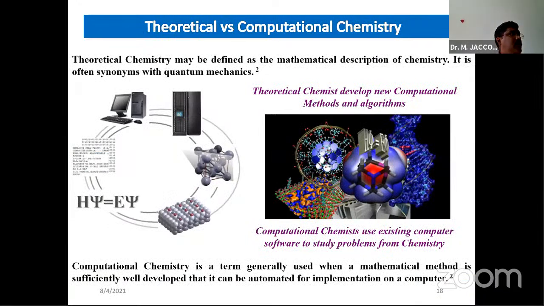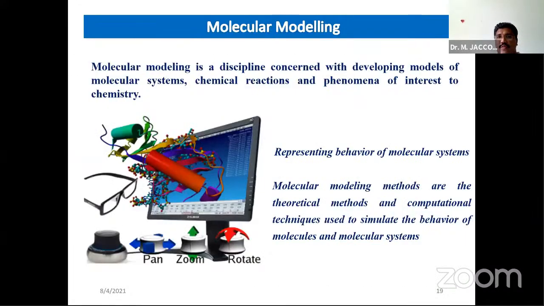So what is the difference between theoretical and computational chemistry? Theoretical chemistry is a mathematical description of chemistry. It is often synonymous with quantum mechanics. That's what people are afraid of about quantum mechanics. This is just theoretical chemistry. But what is computational chemistry? Computational chemistry uses existing computer software to study problems from chemistry. Okay, so what specifically, when you generalize? Computational chemistry uses a mathematical method which is sufficiently developed and automated in a computer. This is the difference between theoretical and computational chemistry.